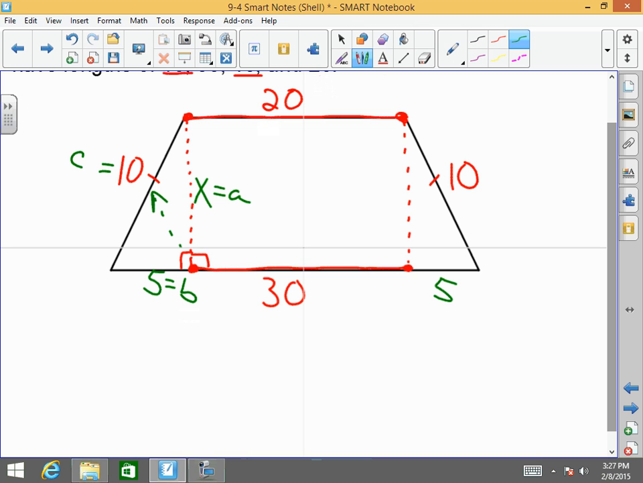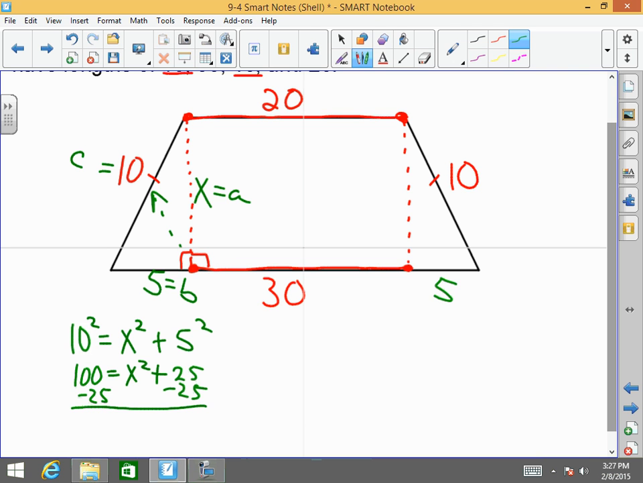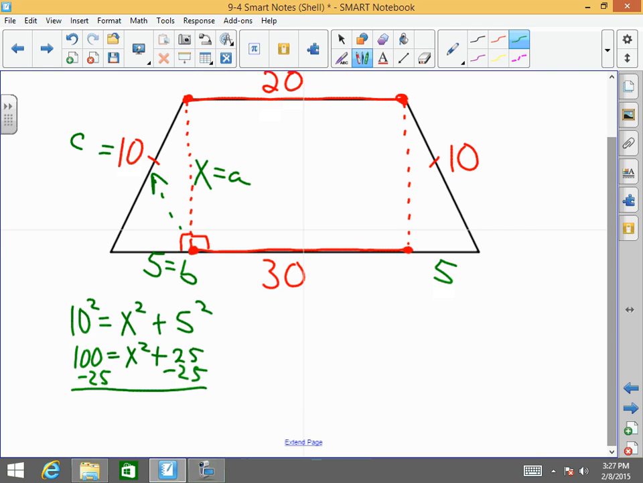So let's go ahead and plug it in. We've got C squared, which is 10 squared, equals A squared, which is x squared, plus B squared, which is 5 squared. So I've got 10 squared, which is 100, equals x squared, plus 5 squared, which is 25. Subtract 25 from both sides. And now I have 75 equals x squared. I go ahead and square root both sides. So x equals the square root of 75.